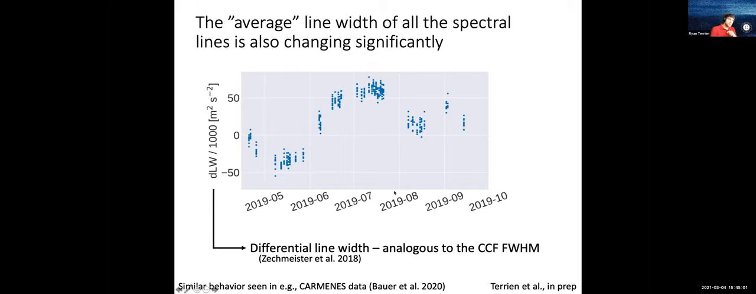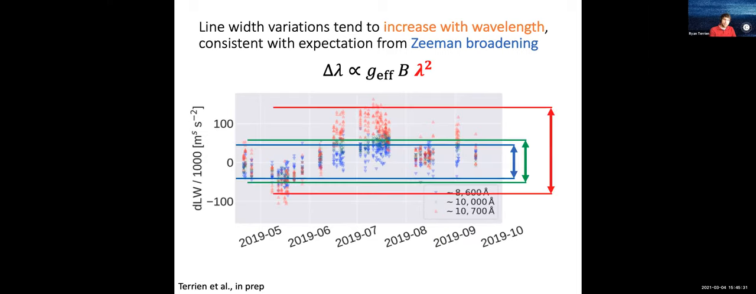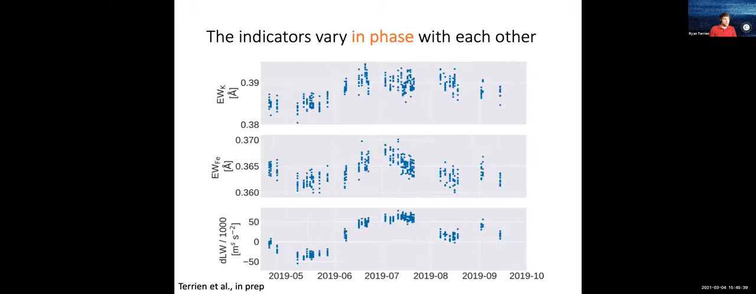What's more is you can break up this measurement by wavelength. So instead of looking at the whole spectrum of Barnard's star, we can break it up by individual spectral orders, and in this case look at just a blue, a middle of the road, and then red orders. If Zeeman broadening is driving the variations that we see, we might expect more extreme variations for the redder wavelengths. And in fact, there are indications in our data that that is what we're seeing when we break it down that way. So we do see this chromaticity in the line width variations.